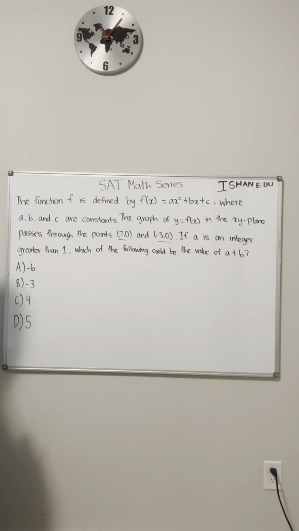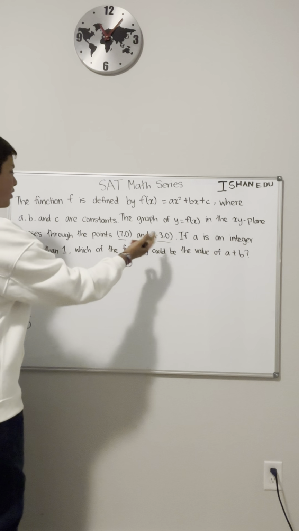So let's take a look at this question. The function f is defined by f(x) equals ax squared plus bx plus c, where a, b, and c are constants. The graph of y equals f(x) in the xy-plane passes through the points (7, 0) and (-3, 0). If a is an integer greater than 1, which of the following could be the value of a plus b? So let's get started real quick with the points that were given, right?